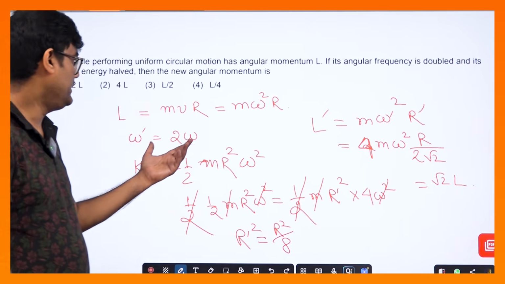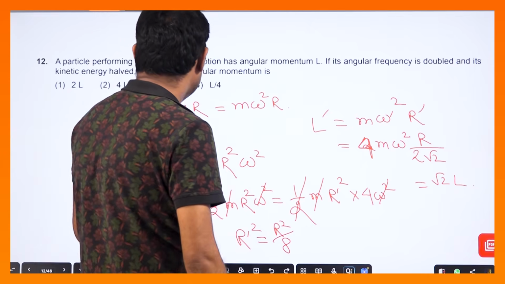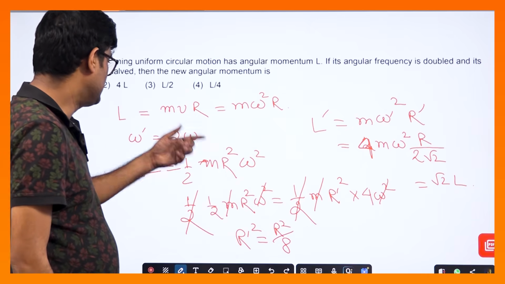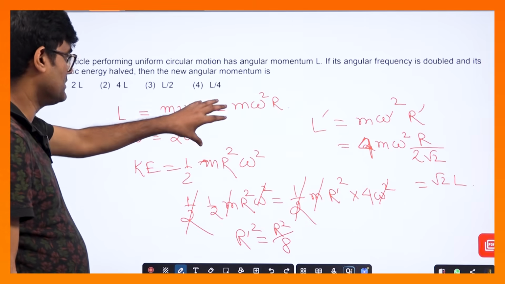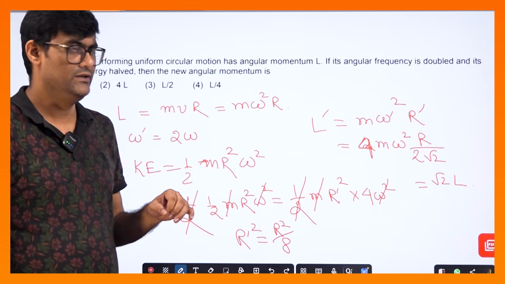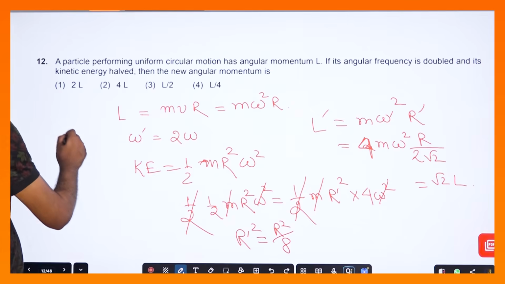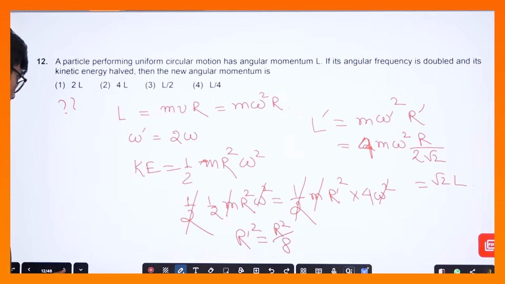So I don't know whether they have taken the radius constant or they have changed something else in this, or the mass also is constant. It's not directly given in this question. So that is why this question is ambiguous. Let's move to the next question.